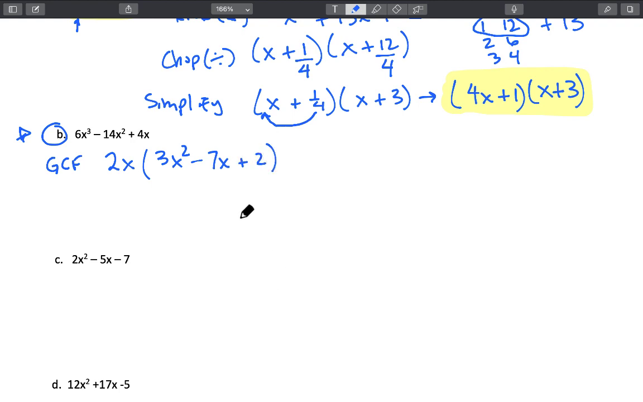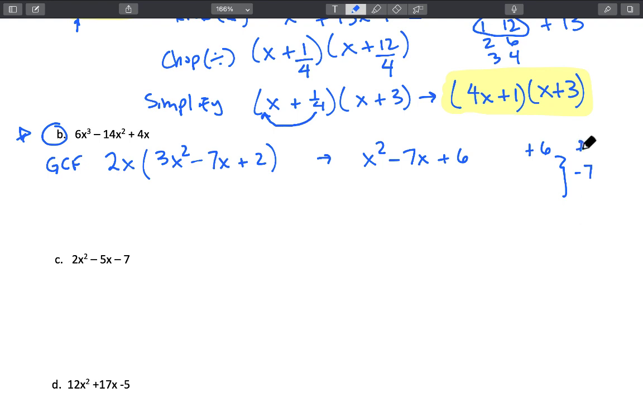All right, now inside the parentheses, I still don't have a trinomial with a leading coefficient equal to 1, so I am going to use the Kung Fu method, which means to kick the 3 to the 2. And I'm going to rewrite that polynomial as x squared minus 7x plus 6. Okay, I want factors of positive 6 that combine to give me negative 7.